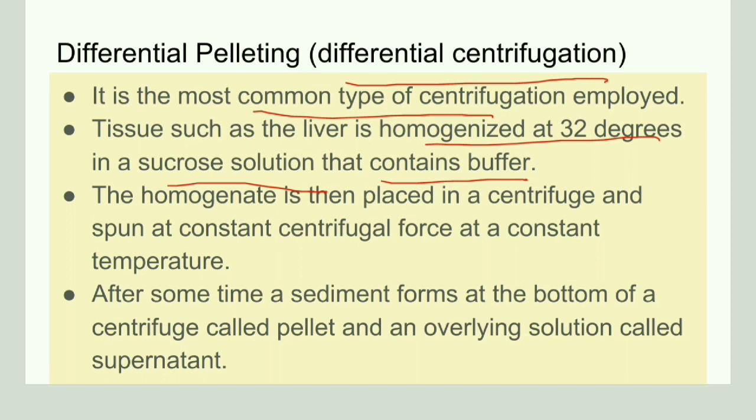This homogenate is then centrifuged. It is rotated at a constant centrifugal force and a constant temperature. So the homogenate, that is the liver tissue homogenized at 32 degrees Celsius in sucrose solution, is then centrifuged at a constant centrifugal force and a constant temperature.